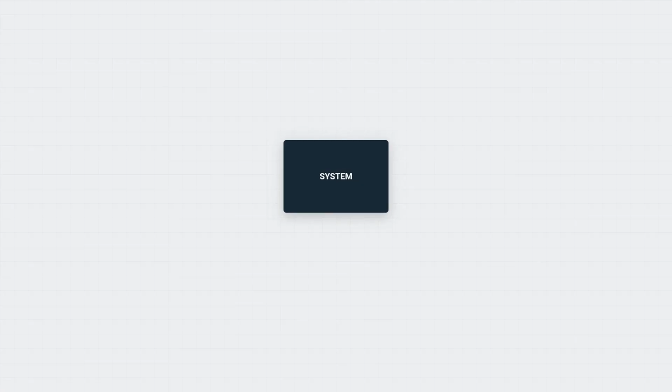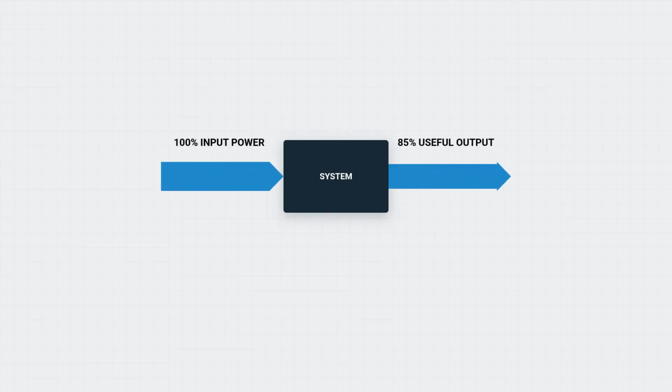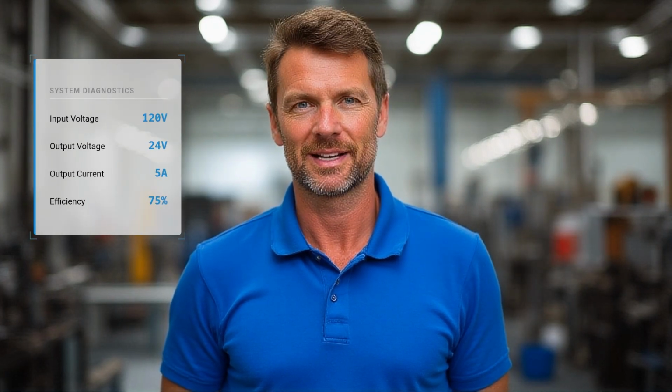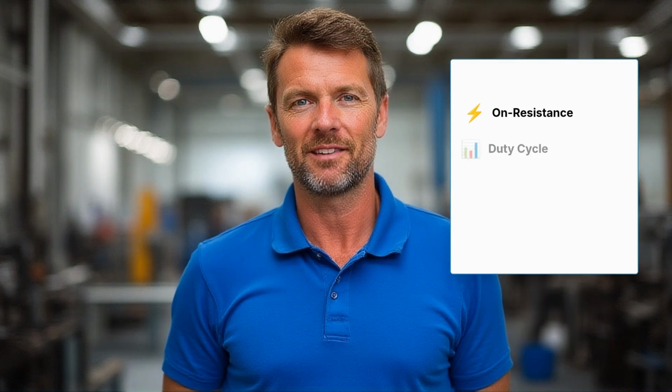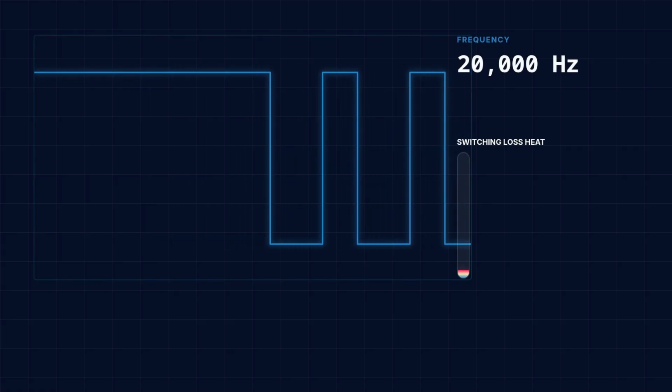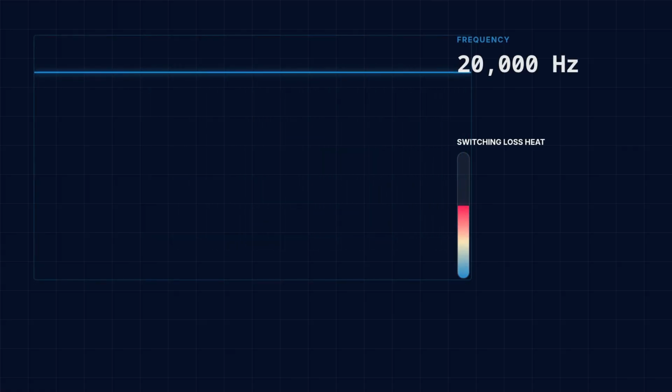Here's the core idea in plain language. Your power supply rated at 85% efficiency is losing 15% of every watt as heat. The calculator takes your input voltage, output current, and efficiency rating, then tells you exactly how many watts are being dumped as thermal energy. On the MOSFET side, it factors in your on resistance, duty cycle, switching frequency, and gate charge. Because at 20,000 switching cycles per second, even tiny per cycle losses stack up into serious heat.